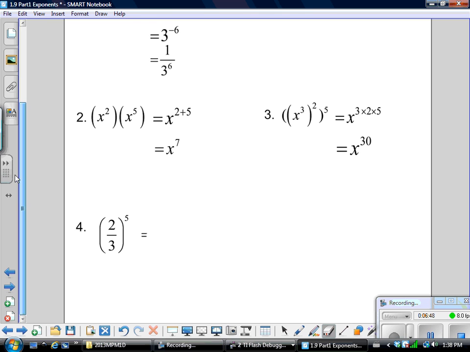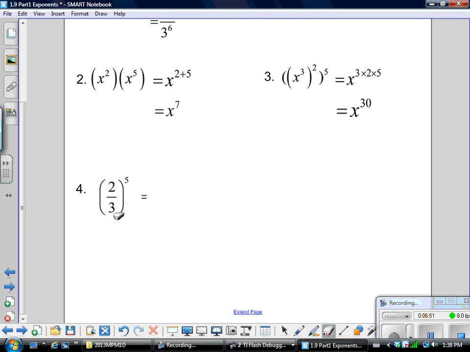Now the next one, if I look at 2 over 3 to the power of 5. So what do I do in this case? 2 and 3 are not common bases. But what can I do with this exponent 5? Well, actually what I can do is bring it in to each one of them, and I could end up having 2 to the power of 5 over 3 to the power of 5. Right? And you're saying, well, that's kind of stupid. Why do that? Well, I'm going to tell you why.